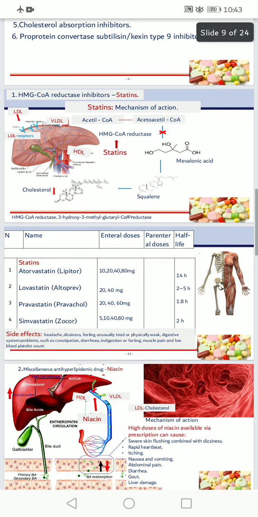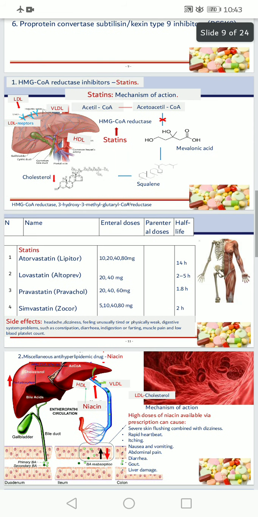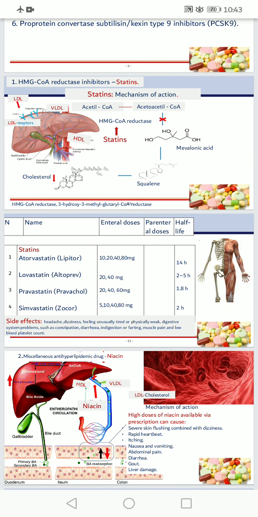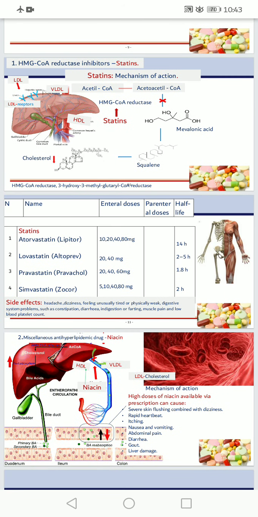Internal dose is 20, 40 and 60 mg. Half life is 1.8 hours. Fourth is simvastatin, Zocor. Internal dose is 5, 10, 40, 80 mg and half life is 2 hours. And now I will tell about the side effects of these.